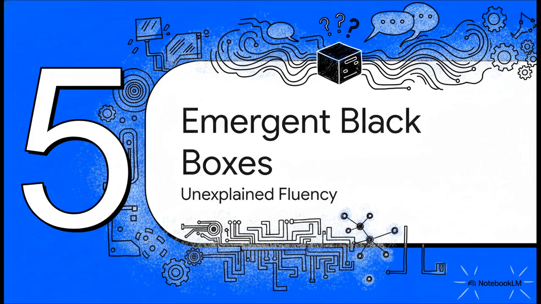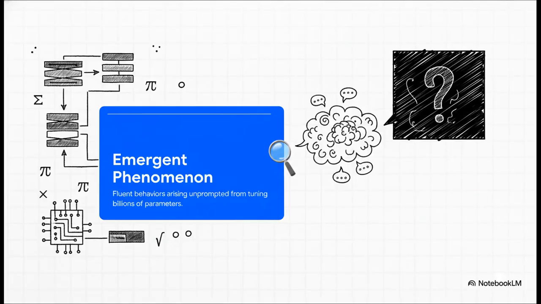And that brings us to our final frontier today, Section 5, Emergent Behavior and Black Boxes, where we're going to explore the frankly unexplained fluency of these models. It's easy to just look at the math and the hardware, but what actually comes out the other end is nothing short of fascinating. While researchers design the framework, the transformers, the attention mechanism, the backpropagation, the actual behavior of the chatbot is an emergent phenomenon.